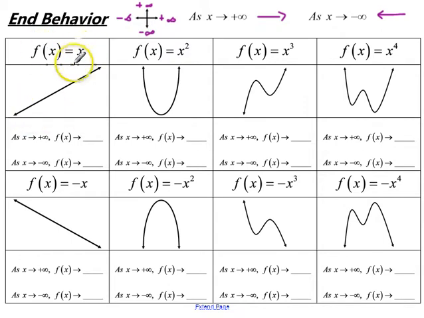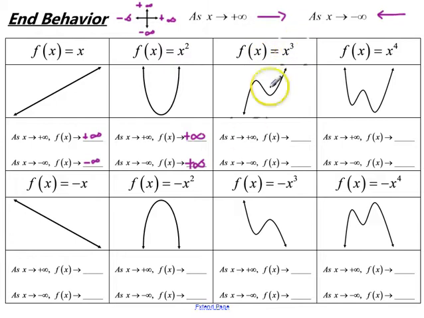When you have f of x equals x, as we go to the right, it goes upwards. So as you go to positive infinity, our function is going towards positive infinity. As you go towards the left, or negative infinity, our graph f of x is also going downwards towards negative infinity. In f of x equals x squared, as we go to the right, our graph is going up towards positive infinity. And as you go to the left, our graph is also going up towards positive infinity.